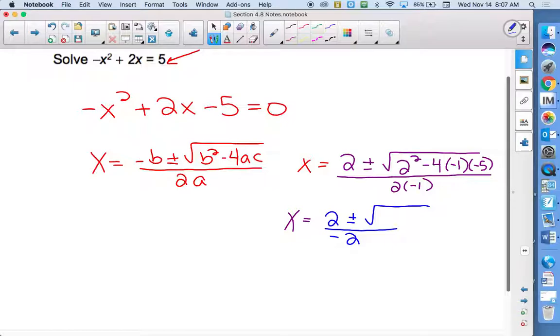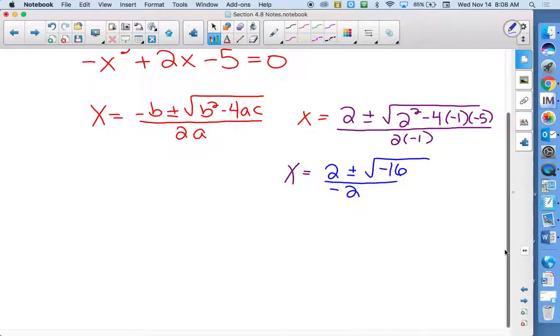So what number is underneath our square root this time? What number do you get underneath this square root? -16. What is the square root of -16? Right. So the negative gives us the i. So this negative comes out and becomes an i. The square root of 16 is 4.